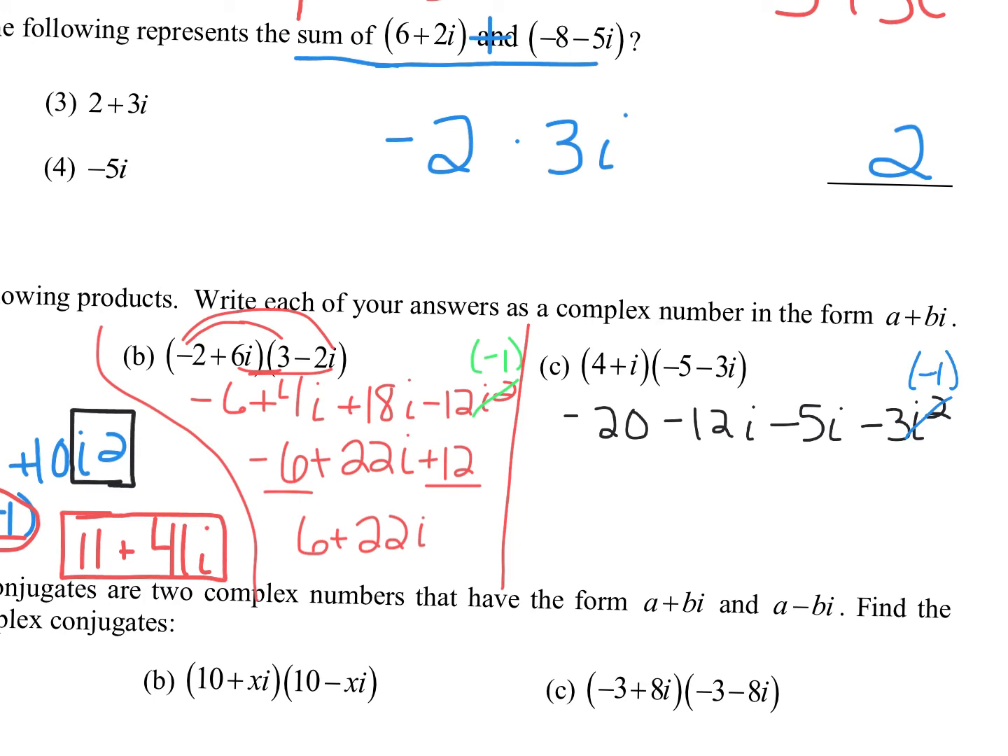And if I can do this in my head, that's fine. So this is negative 20 plus 3. You need to acknowledge that you are replacing the negative 1 for the i squared. So negative 20 plus 3, this is going to be positive 3, is negative 17, and then you have minus 17i. So that's your minimal amount of work on that one.